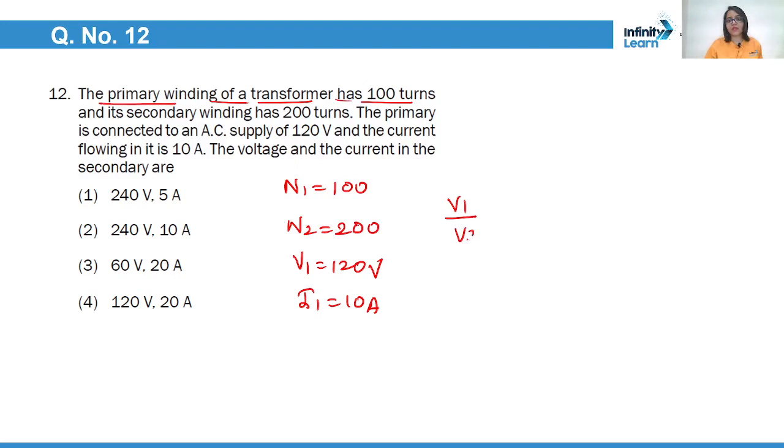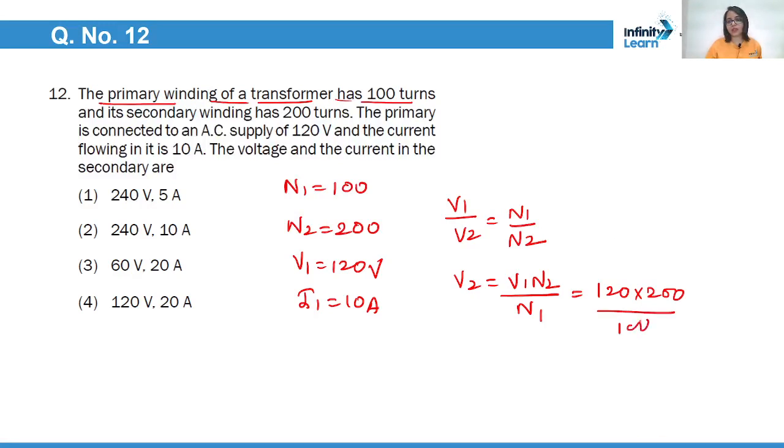So V1 upon V2 is equal to N1 upon N2. Right. So over here, V2 will be V1 N2 divided by N1. V1 is 120, N2 is 200 divided by N1 is 100. Right. So this will be 2 and 240 volt is the potential voltage across the secondary.